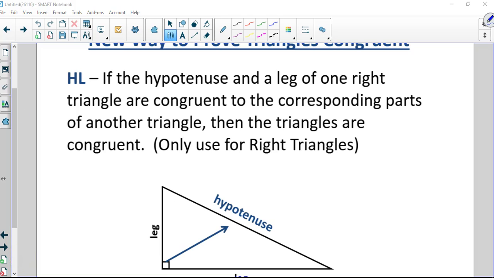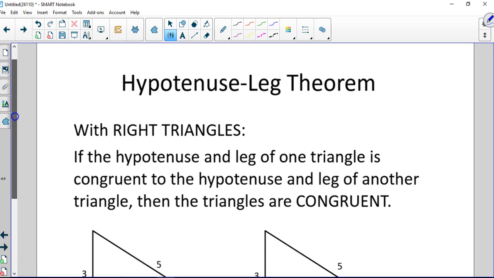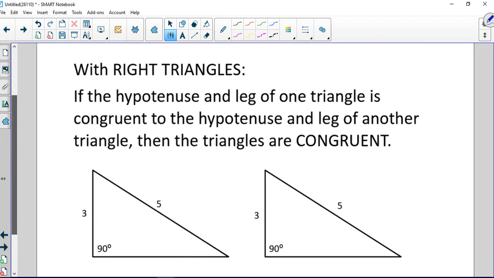So, if the hypotenuse and the leg of one right triangle, and that's key, it's got to be a right triangle to even have a hypotenuse, because the hypotenuse is the longest side of a right triangle. So if the hypotenuse and one of the legs is congruent to the same parts on another triangle, then they are congruent. And as it says, only right triangles. So with right triangles, the theorem says if the hypotenuse and leg of one triangle is congruent to the hypotenuse and leg of another one, they are congruent.